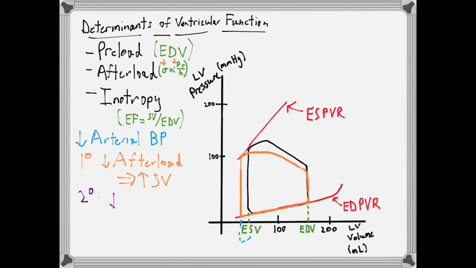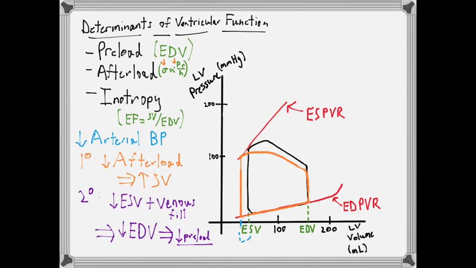So what might be the secondary change? Well, we decrease the end systolic volume, as mentioned, and when we add in venous filling to this decreased end systolic volume, we end up getting a decrease in end diastolic volume. So that ultimately means if we look above at our determinants of ventricular function, we will get a decrease in preload. So let's go ahead and see what these effects are.